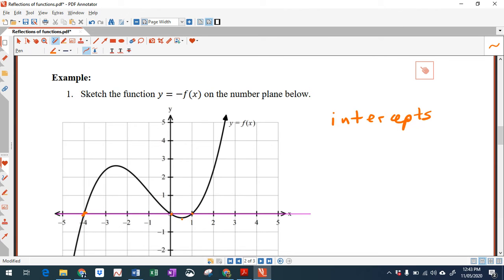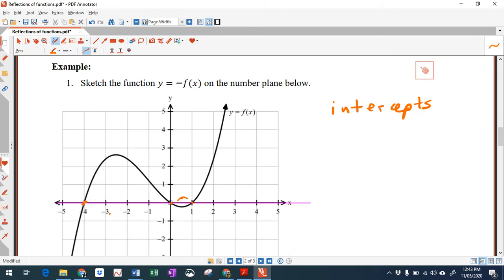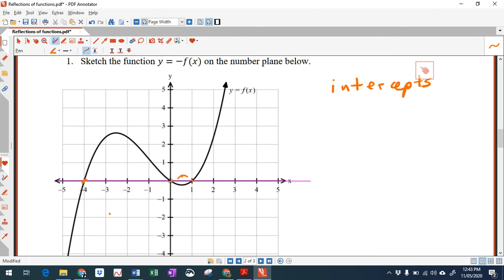Now, what about the turning point? So I've got a turning point here. That's going to be reflected up here. So that'll be like a little local maximum then. And this point here, which is about 2 and a bit units above the x-axis, that'll be the same x value. That'll be 2 and a bit units, maybe down here. So that'll be a local minimum.